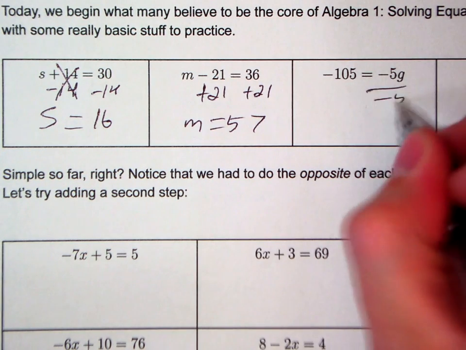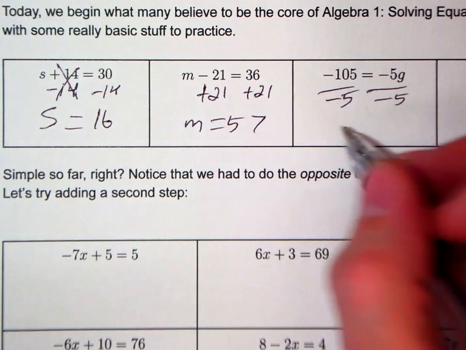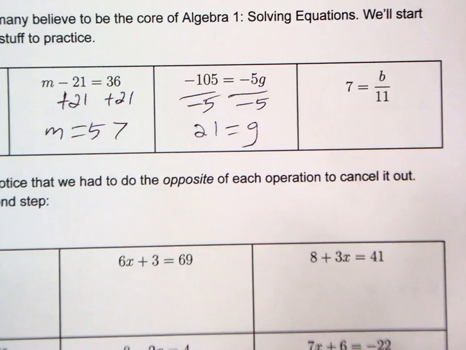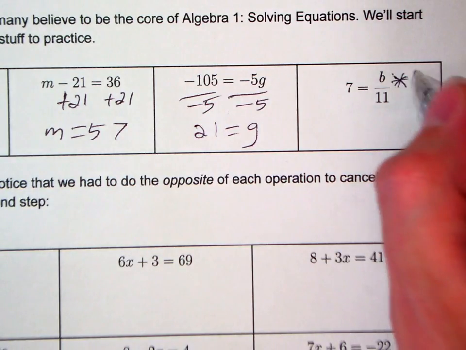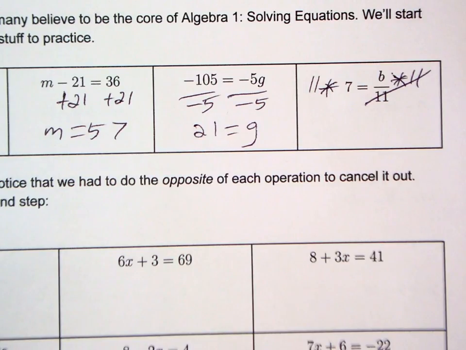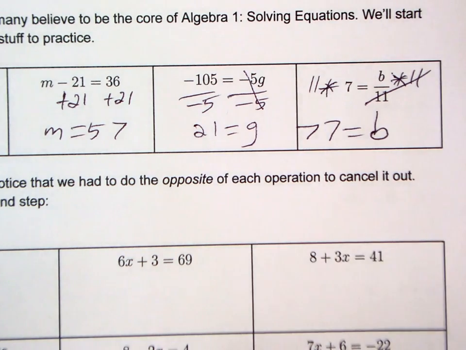Here we divide by a negative 5. We always divide by the coefficient of the variable, which is the number directly in front of it. And we end up with 21 is equal to g. And the last one, since b is on top of a fraction, that really means we're dividing. So we can multiply both sides by 11. Cancels out here on the right, in the same way that the negative 5's canceled out. And we end up with 77 is equal to b.